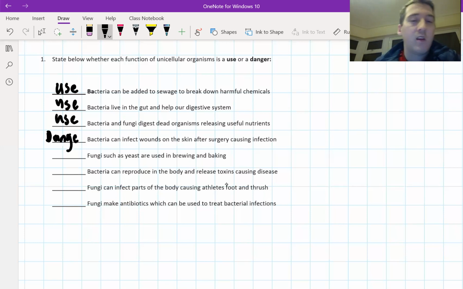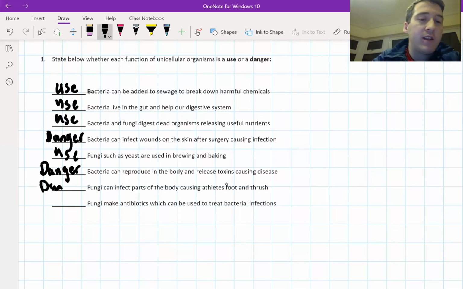That's a danger. Fungi such as yeast are used in brewing and baking. So brewing is making beer or wines, and baking is making tasty stuff like breads, muffins, all that kind of stuff. Oh, that sounds good. Use. Bacteria can reproduce in the body and release toxins causing disease. That does not sound good. That's a danger. Fungi can infect parts of the body causing athlete's foot and thrush. I don't like the sound of that. That is a danger. So you should have said danger.